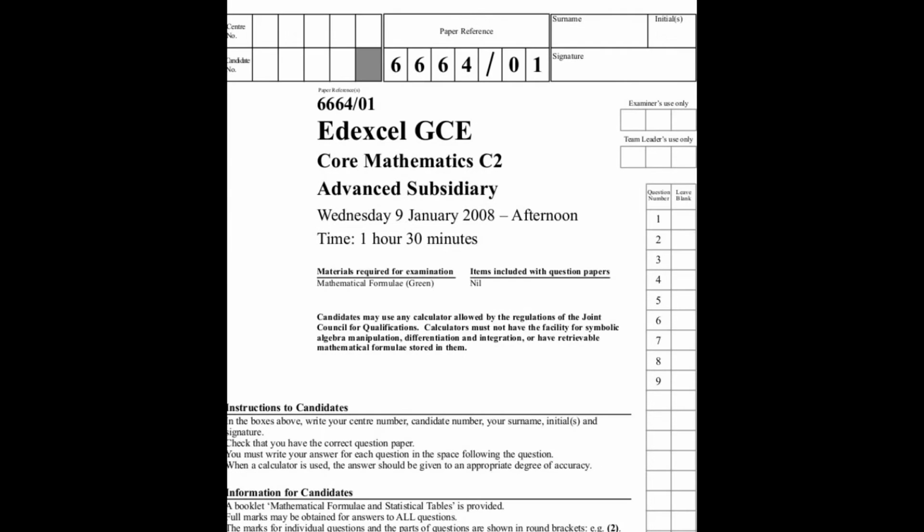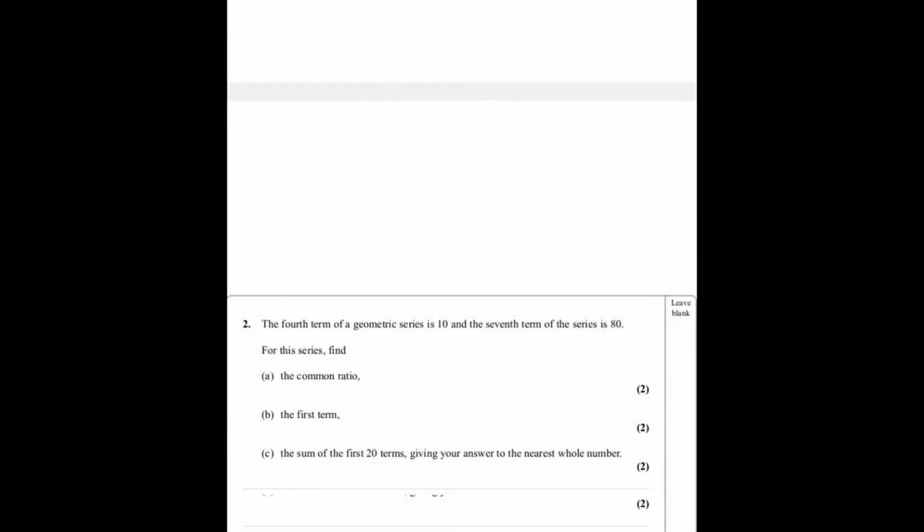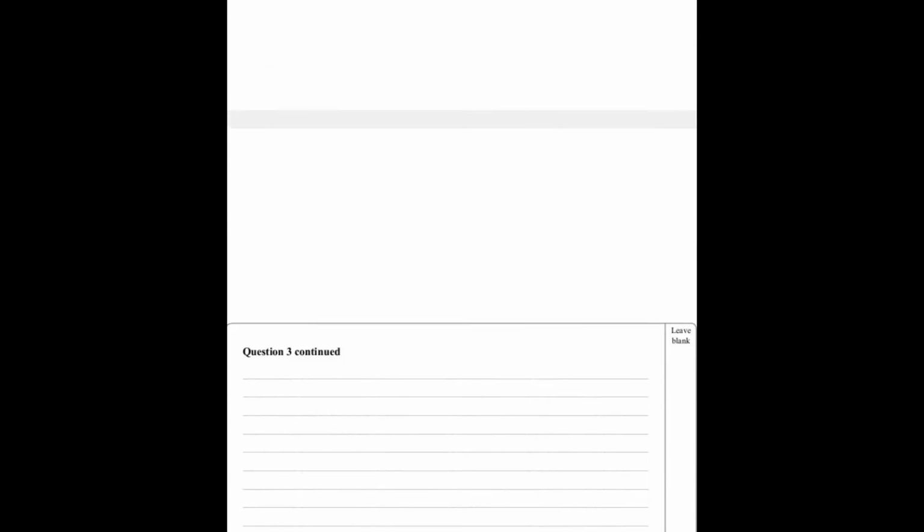It's from the Edexcel C2 January 2008 maths paper, and it's involving simultaneous equations, and this is one of the harder log questions. Okay, so it's a simultaneous equation, so the important thing here is we want to get this log statement into a more manageable form.